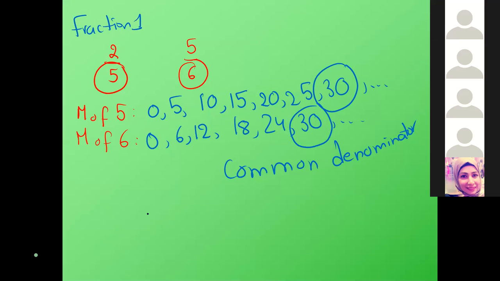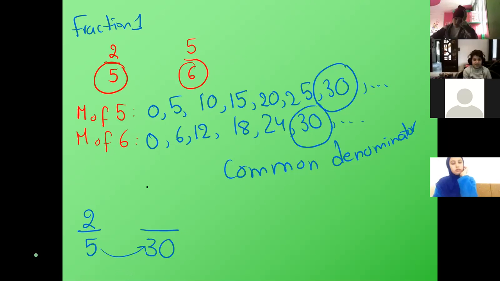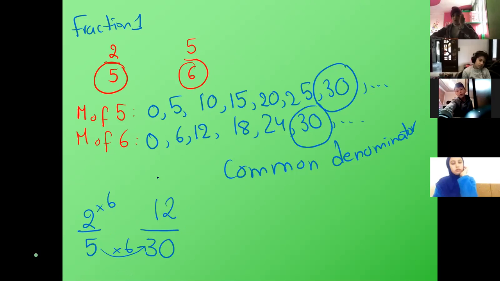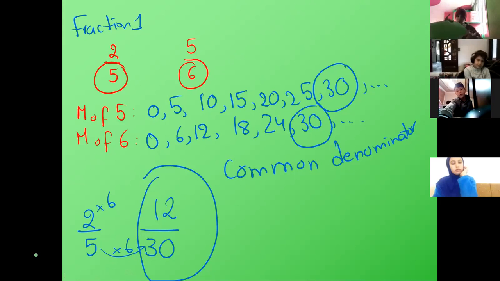I will write 2 over 5. In order to find the fraction equivalent to 2 over 5, I will write first the common denominator. We said that the common denominator is 30. So I will write 30. Which number multiplied by 5 gives us 30? 6. So I multiply up by 6. 2 times 6 is 12. So the equivalent fraction of 2 over 5 is 12 over 30. Okay?